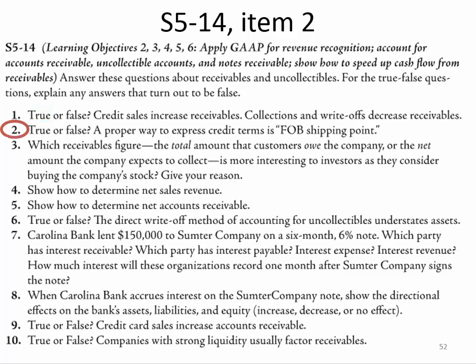The next item down, number 2, true or false? A proper way to express credit terms is FOB shipping point. Is that true or false? That is false. Credit terms are things like 2/10, net 30. FOB shipping point is the shipping terms. That is not a credit term. That doesn't deal with when you need to pay the invoice.